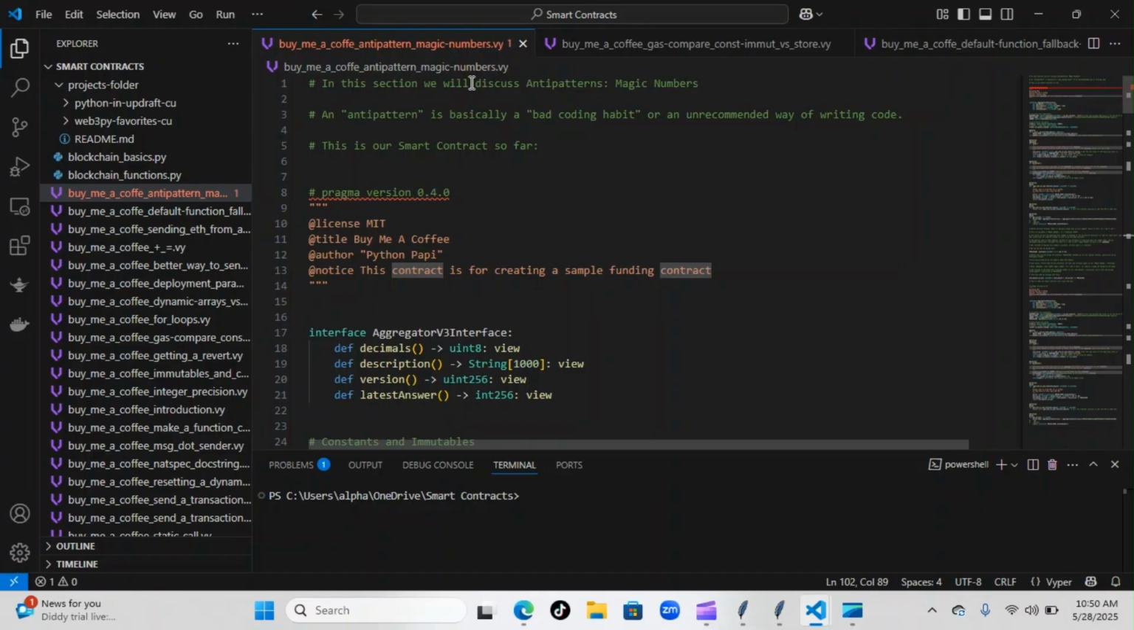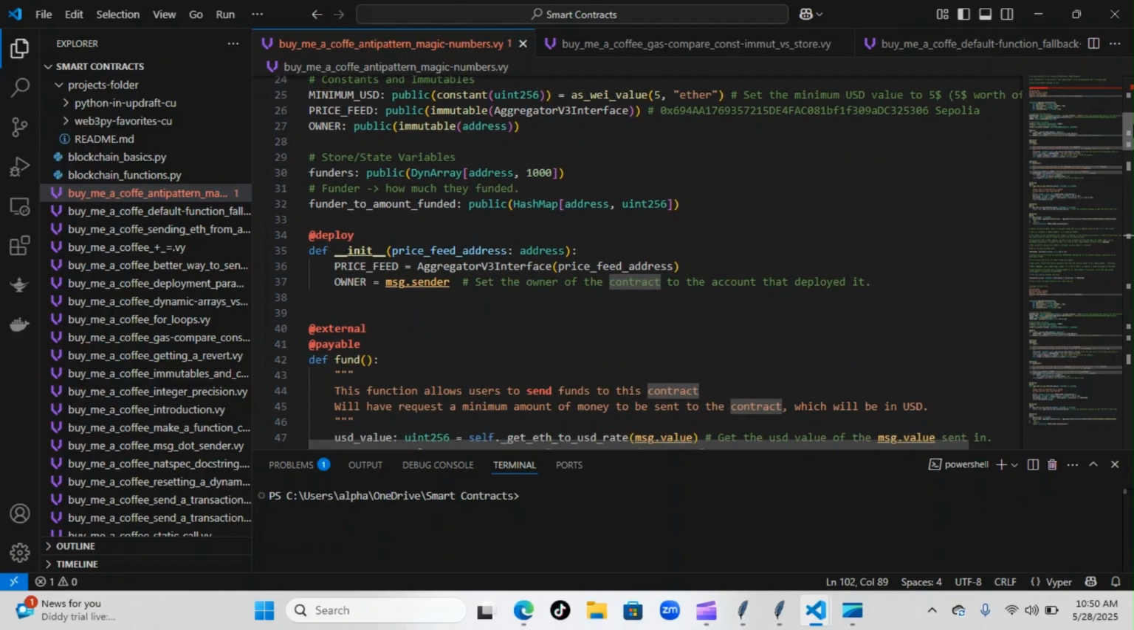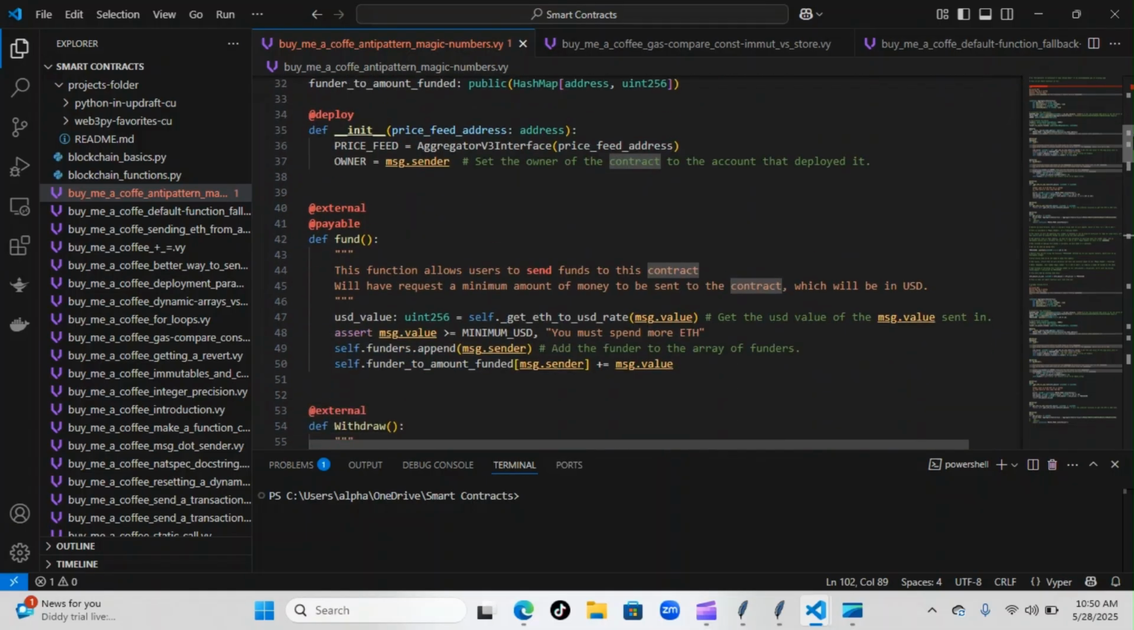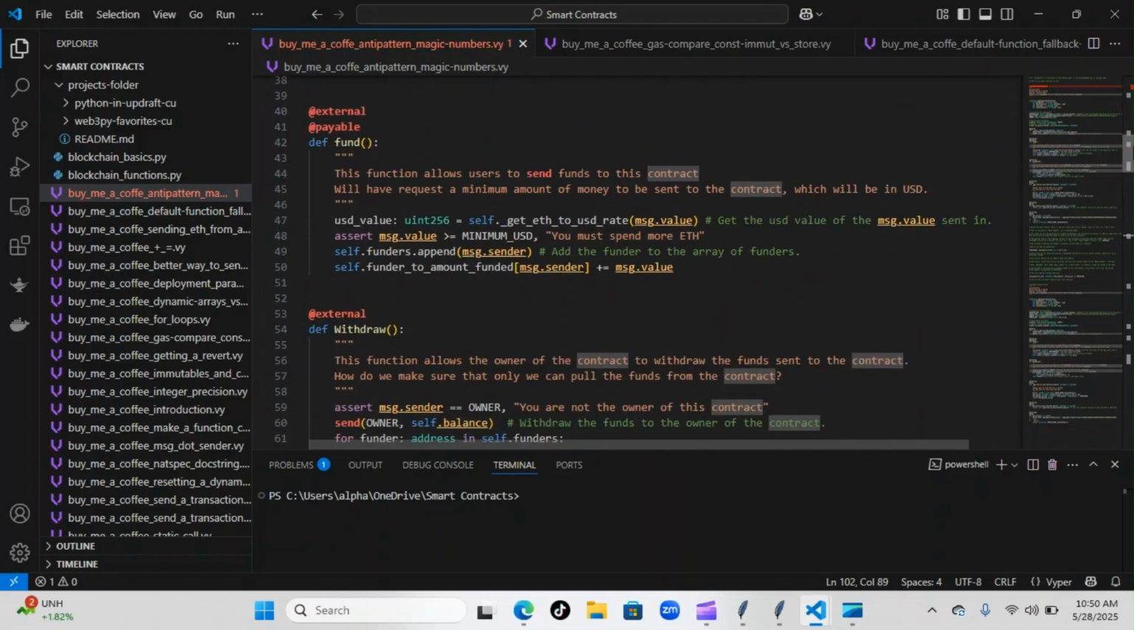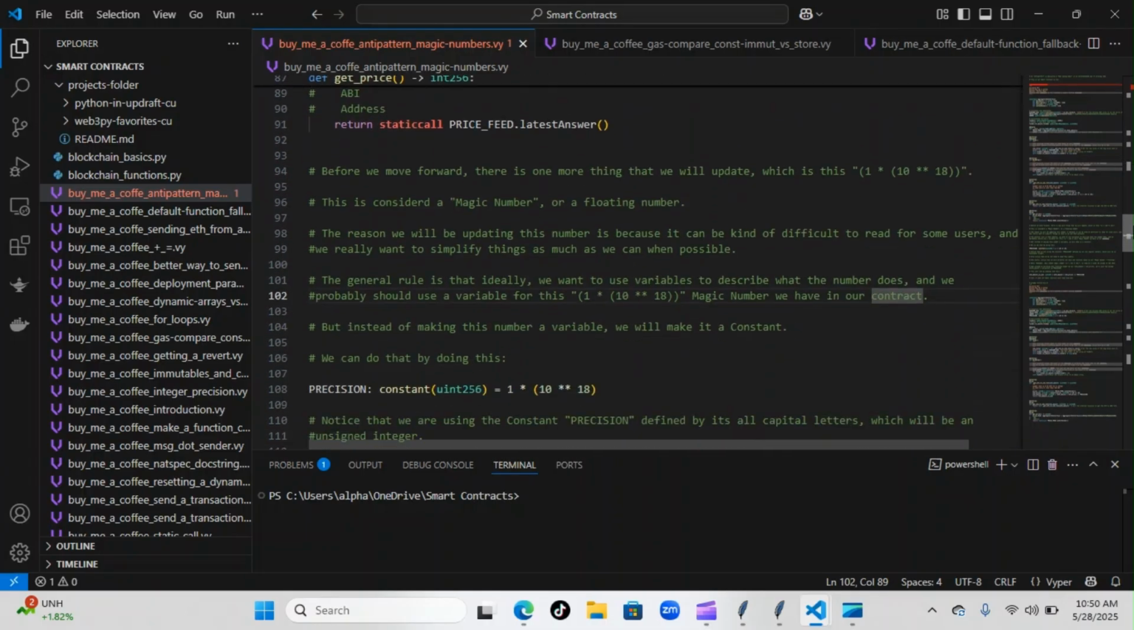So in this section, we will discuss anti-patterns, more precisely magic numbers. An anti-pattern is basically a bad coding habit or an unrecommended way of writing code. This is our small contract so far. So this should look pretty familiar as everything put together up until this point. We have our constants, our immutables, we have our state or stores, we have our fund function, we have our withdraw function, and everything else we put together up until this point. So let's pick up with some light reading.